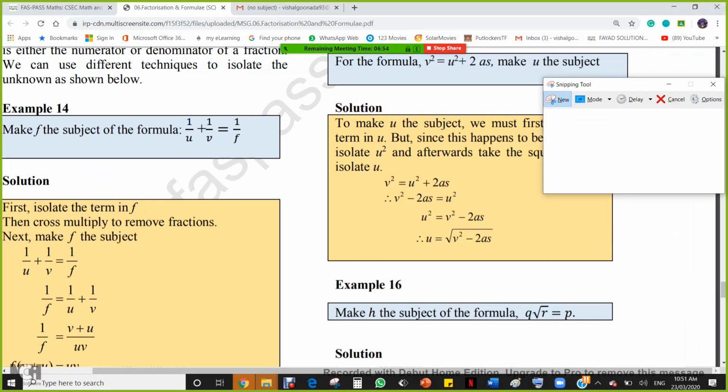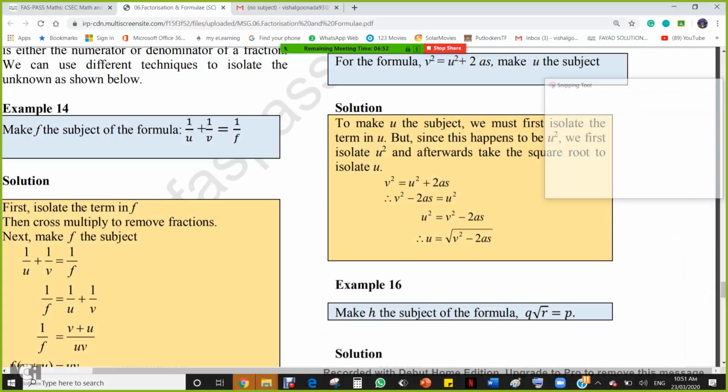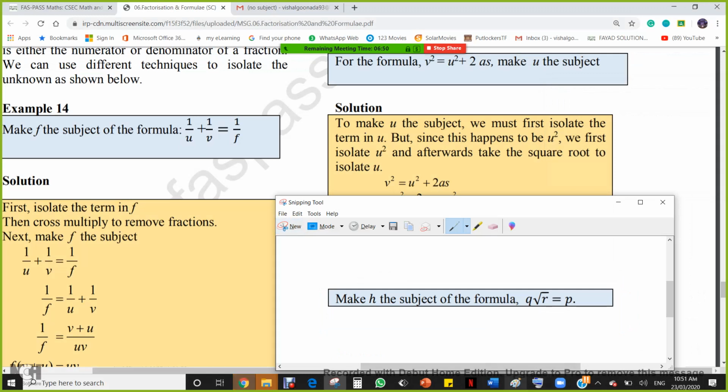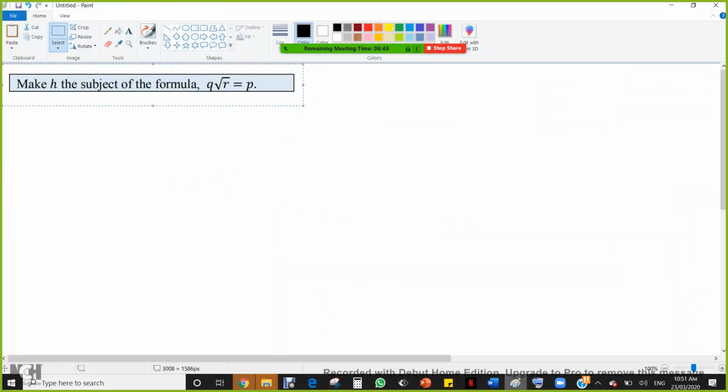Example 16, I want you all to try this question. I'm giving you all 2 minutes for the sake of time. I only have 6 minutes remaining, so I'm giving you all only 2 minutes to try this question quickly.